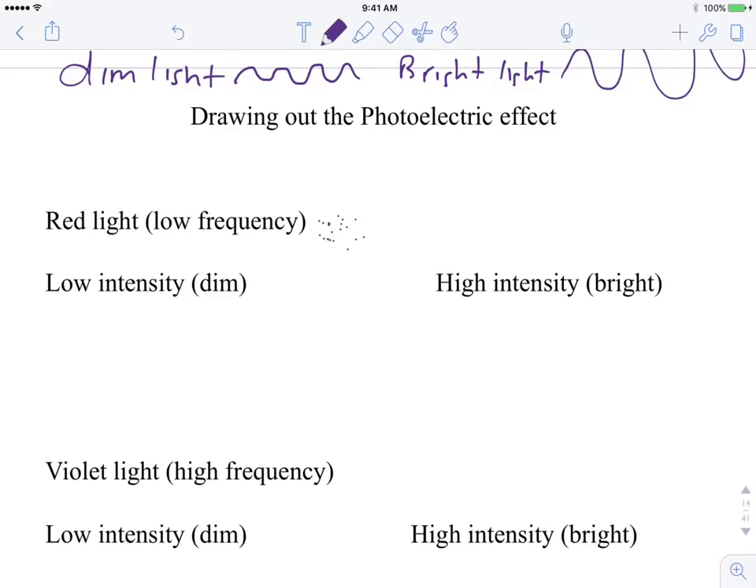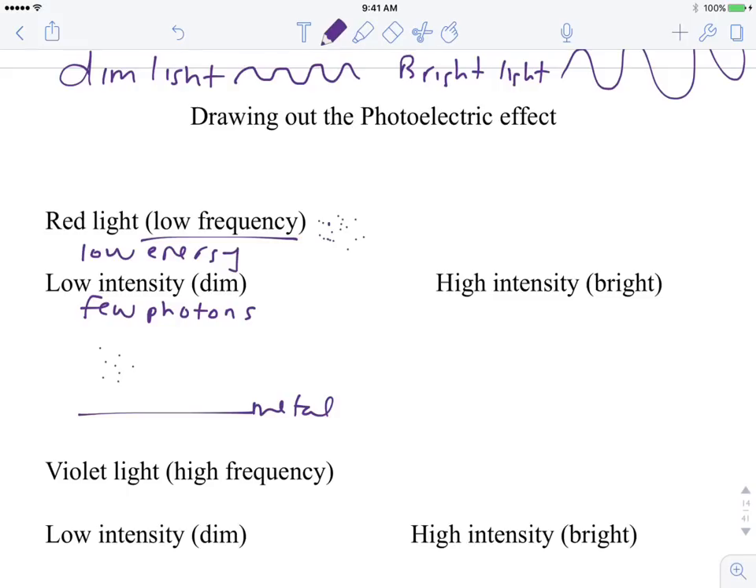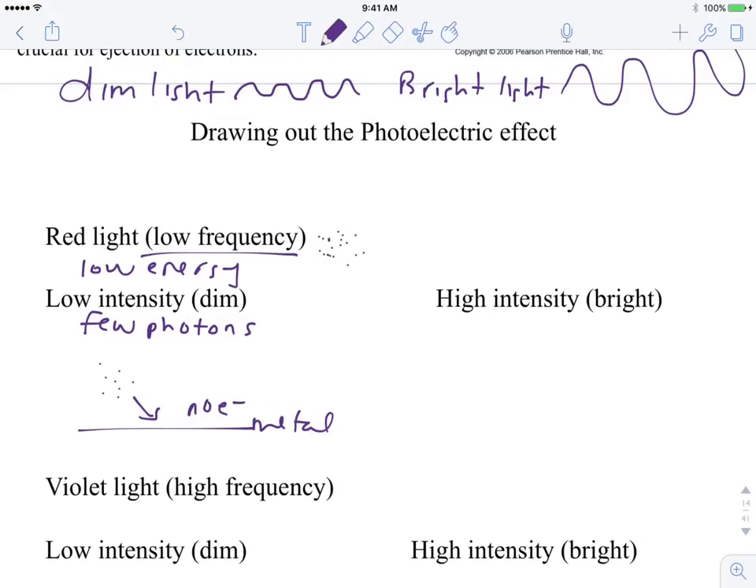So if I have red light and I have my metal surface here, the particles will come in. Now, if I'm a dim intensity, I won't have a lot of photons. This will be few photons. Since it's low frequency, it means that the photons are low energy. So these photons will come in, they will hit the metal, but we'll get no electrons ejected. So no electrons are ejected.